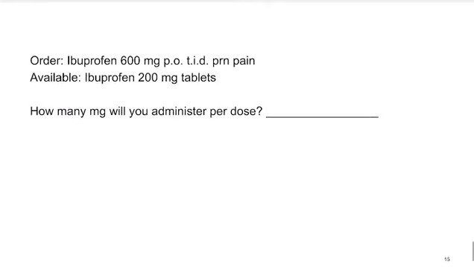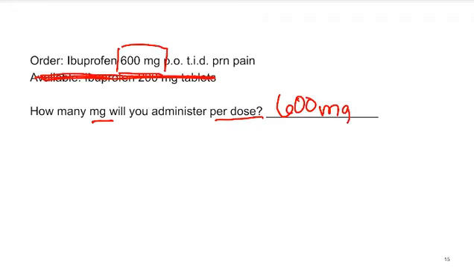Almost there. How many milligrams per dose? Yay, it's another one I'm going to celebrate. How many milligrams per dose? What do I need to know? All I need to know is my doctor's order. And it's right here, 600 milligrams.